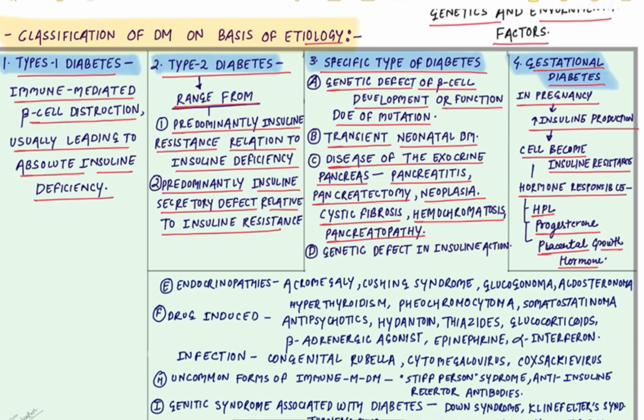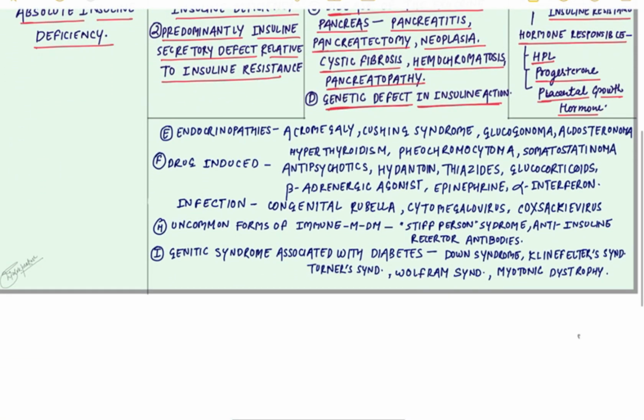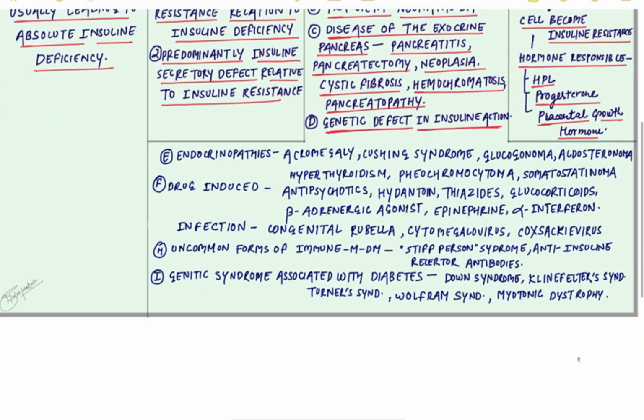Fourth is genetic defect in insulin action. Fifth, due to endocrinopathies. First is acromegaly, which happens due to a high level of growth hormone.